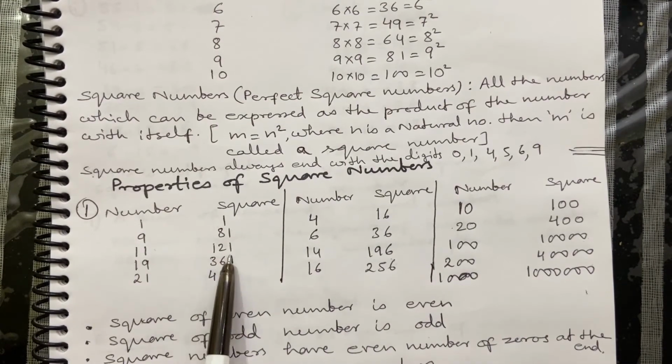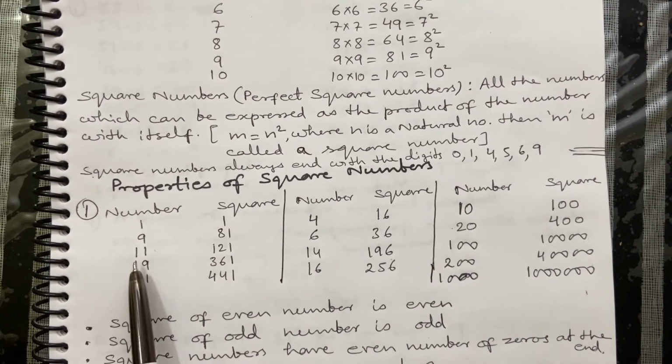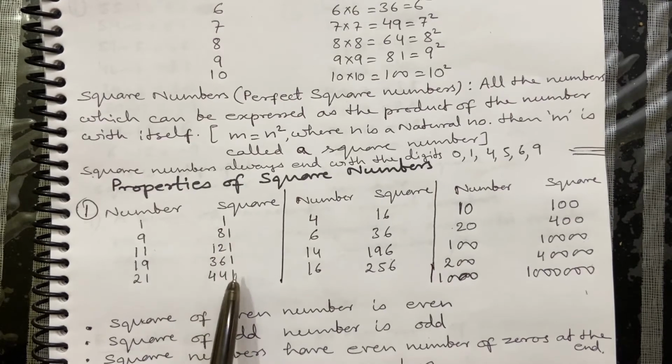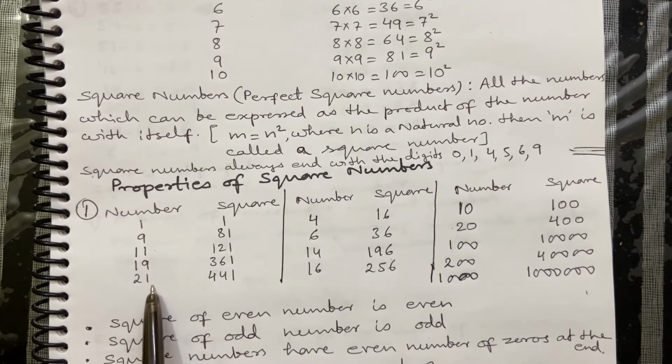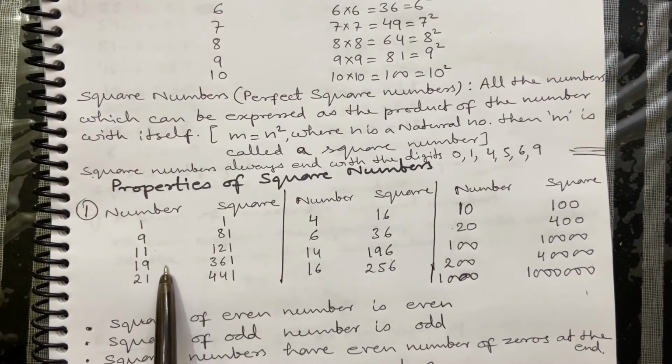11 square is 121, ending with 1. 19 square is also ending with 1. 21 square is also ending with 1. So overall we can say if any number is ending with 1 or 9, then its square will definitely end with 1. The last digit will be 1 in the square of those numbers whose last digit is either 1 or 9.